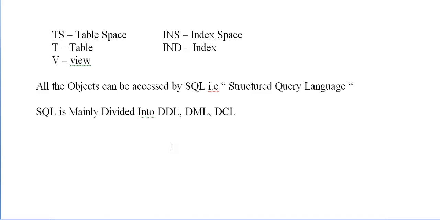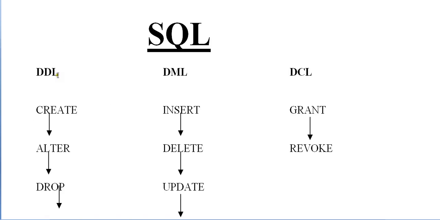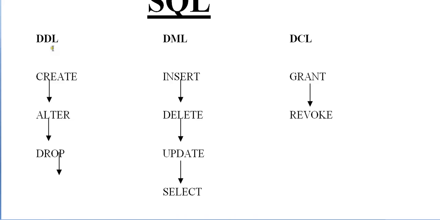When we talk about SQL, it is mainly divided into DDL, DML, and DCL. So this would be the hierarchy of SQL. DDL is data definition language, DML is data manipulation language, and DCL is data control language, which is mainly the admin role. DDL and DCL would be part of the admin, and DML would be part of the developer. We are the ones who would be working mostly with DML.